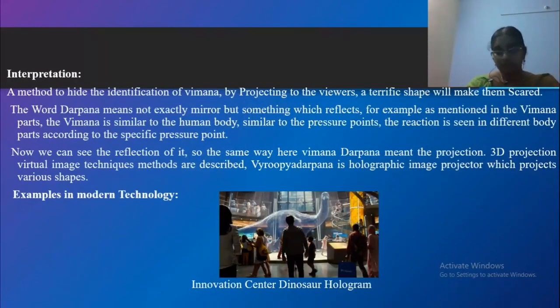And the interpretation, as I have told you, I am going to explain with one of the modern technologies. A method to hide the identification of the Vimana by projecting a terrific shape to the viewers will make them scared. The word Darpana does not mean exactly a mirror, but something which can reflect. For example, as mentioned in the Vimana parts, the Vimana is similar to the human body, and they have written about it being similar to pressure points also. There are many interpretations. I am still in the process of writing the second and third meanings of the complete book Vaimanika Shastra. I am going to explain it in one of the future sessions in this webinar.